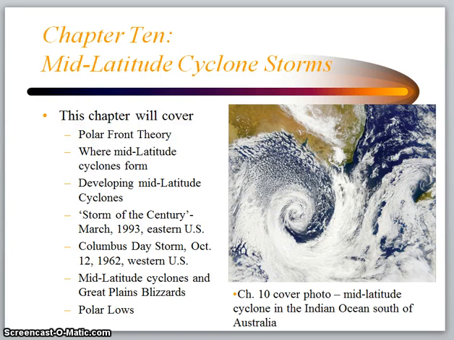In our course, Geography 15, Violent Weather and Natural Hazards, we now explore Chapter 10, which is all about mid-latitude cyclone storms. Well, what's the latitude of Fresno? You all should know by now. It's about 37 degrees north latitude.